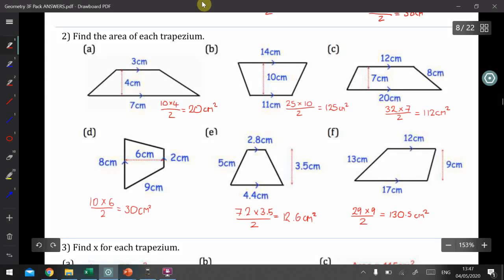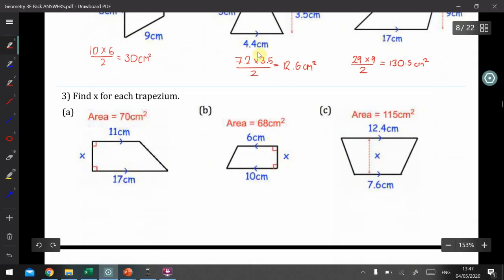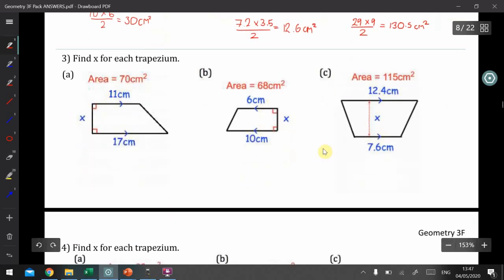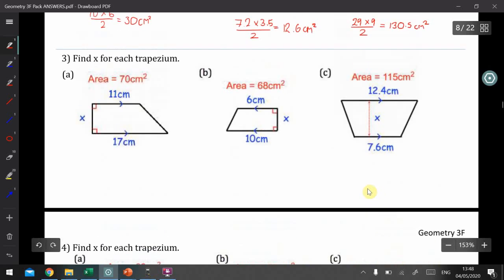There we are, there's the answers to question 2. Number 3, we're given the area and we need to work backwards to find the missing length. Now there's two levels of difficulty for this. The first level of difficulty is when we're trying to find the height between the two parallel sides, and then on question 4 you'll see that the next level of difficulty is where either A or B is missing. Okay, so one of the parallel sides. I'll show you why they're slightly more difficult.